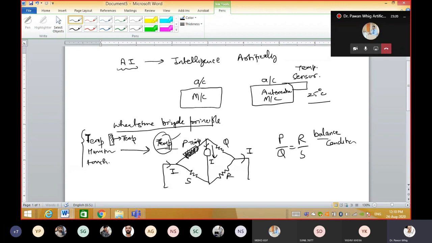Let us suppose the temperature is 25 degrees, and once the outside temperature becomes 22 degrees or 28 degrees, then what will happen? The current flowing through this arm is proportional to this 3 degree change. So once the current flows, you can have the reading of the change in temperature outside. This is how the sensor works. I think you all are able to understand this.